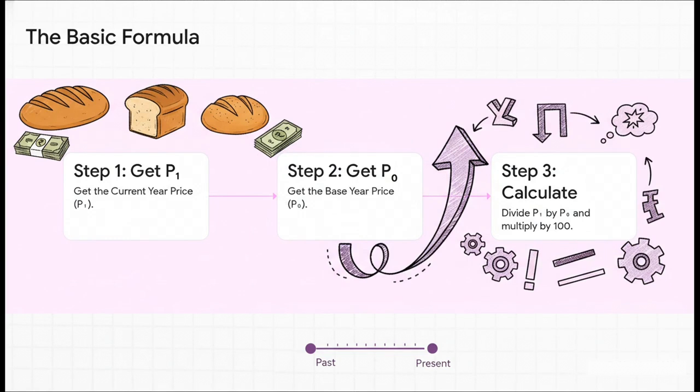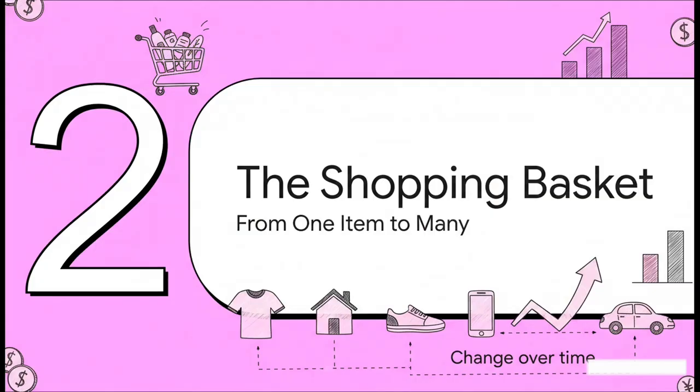And you know what? The basic formula is surprisingly simple. Seriously, you just take the price from the current year, divide it by the price from the base year, and then multiply the whole thing by 100. So let's say a loaf of bread went from like 2 rupees to 20 rupees. You just do 20 divided by 2, which is 10. Then multiply by 100. Boom, your index number is 1,000. That just means the price is 10 times what it used to be. Easy, right?